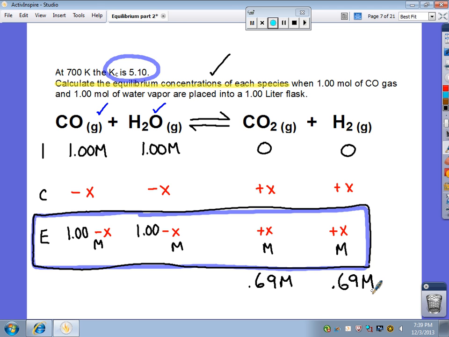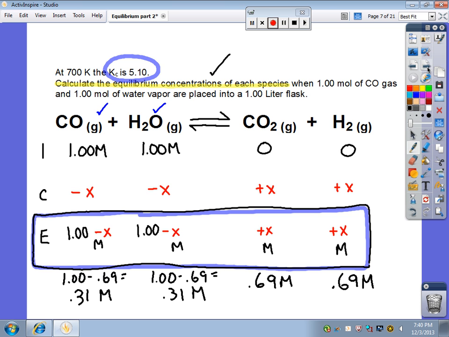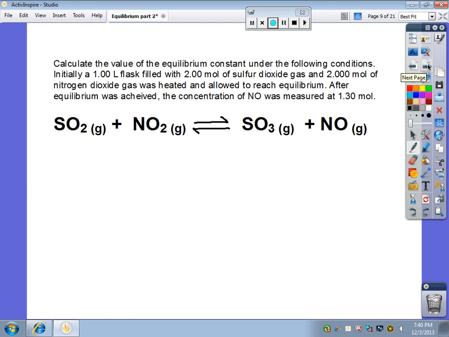Now how would I do this? Well, you're going to take 1.00 minus 0.69, and the same thing here, 1.00 minus 0.69, and the molarity here, when you do that math, gives you 0.31 molar. 0.31 molar. And so that is how you solve that problem for the equilibrium concentration. Let's solve a different problem. Here it says to calculate the value of the equilibrium constant. Okay, that means they want us to find K.